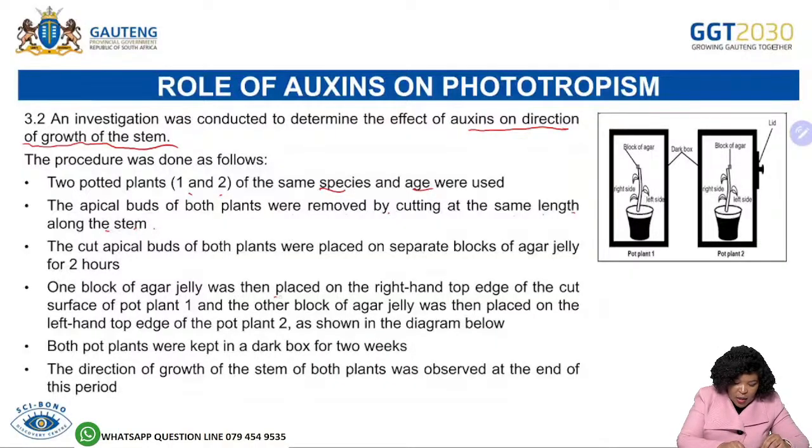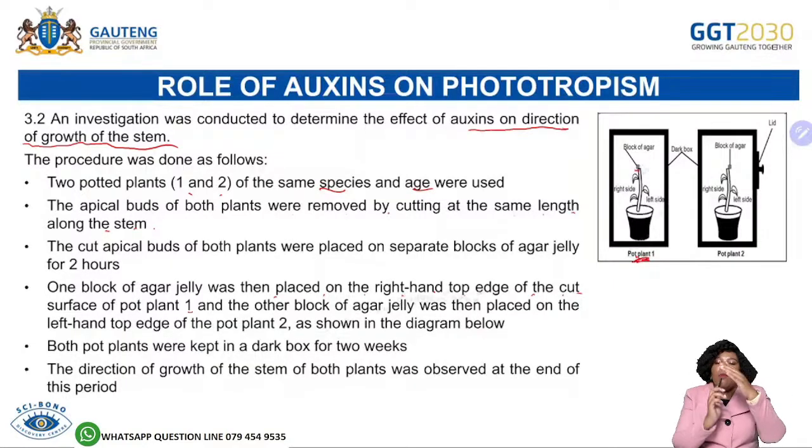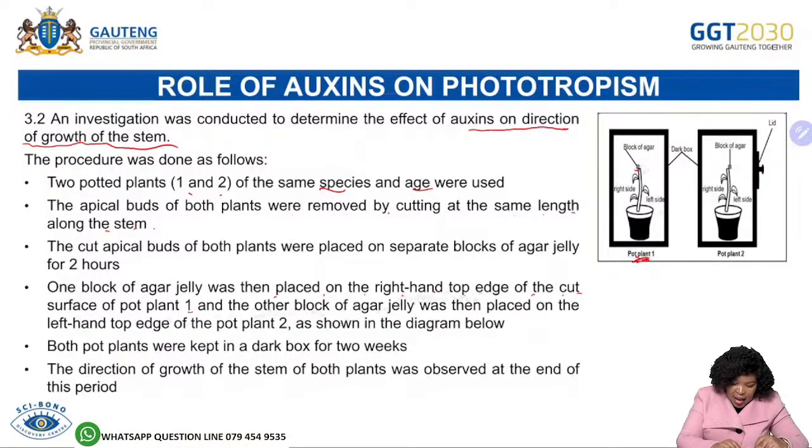1 block of agar jelly was then placed on the right hand top edge of the cut surface of the pot plant 1, right? Do you see here on pot plant 1, the agar jelly is placed where? On the right hand top edge. It is not placed right on top of the middle of the stem. It is placed towards the right. Are we following? Right. And the other block of jelly was then placed on the left hand top edge of pot plant 2 as shown in the diagram alongside.